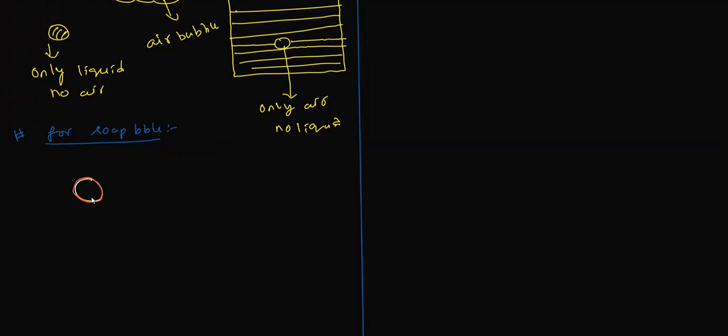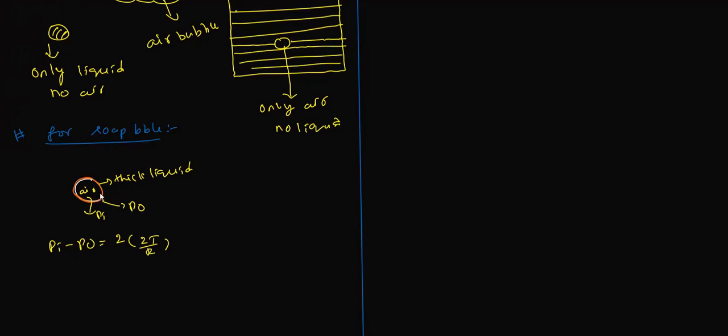Like this, you can observe two layers. Inside, what will be there? Air will be there inside. Outside, what will be there? Thick liquid will be there. So the inside pressure we consider as Pi, and the outside pressure I am considering as P naught. Therefore, Pi minus P naught equals 2 into 2T by R, we have to write.